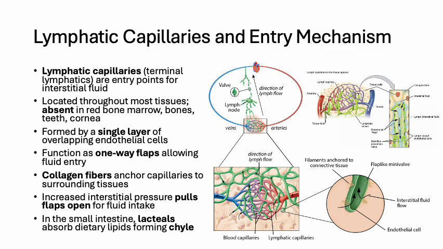In the small intestines, a specialized form of lymphatic capillary, called lacteals, plays a critical role in nutrient reabsorption. Lacteals absorb dietary lipids and lipid-soluble vitamins that are too large to enter the bloodstream. These lipids combine with other substances to form a milky fluid called chyle, which is then transported through the lymphatic system and eventually released into the bloodstream.